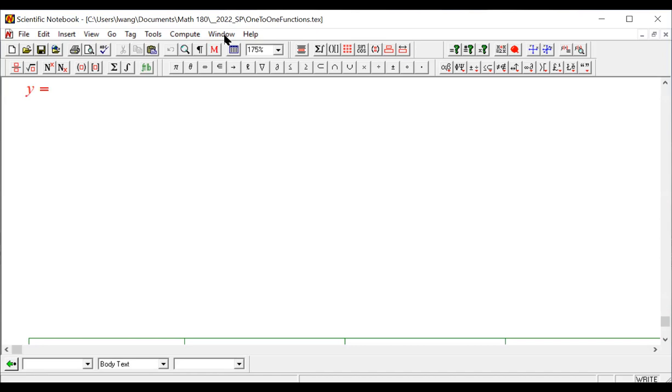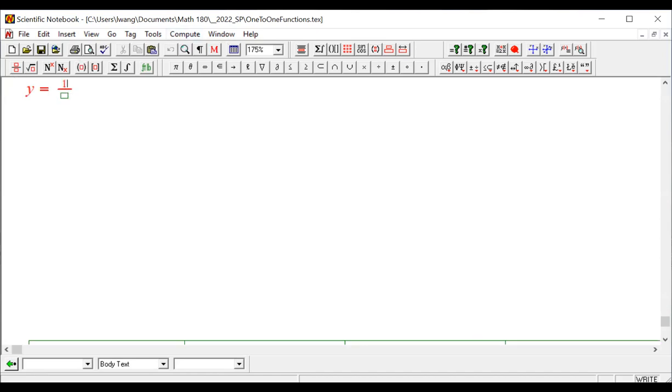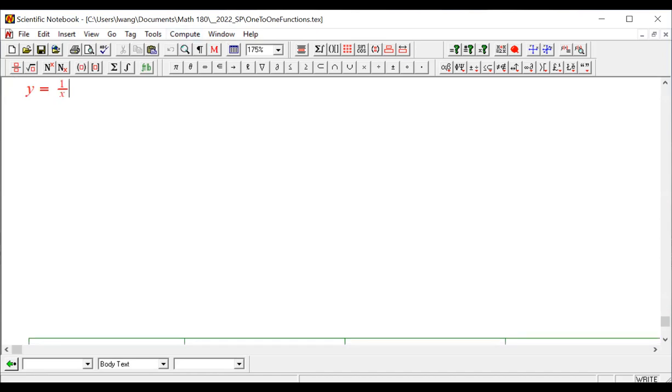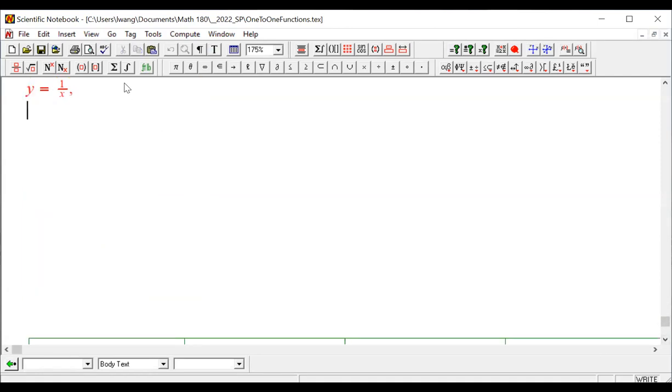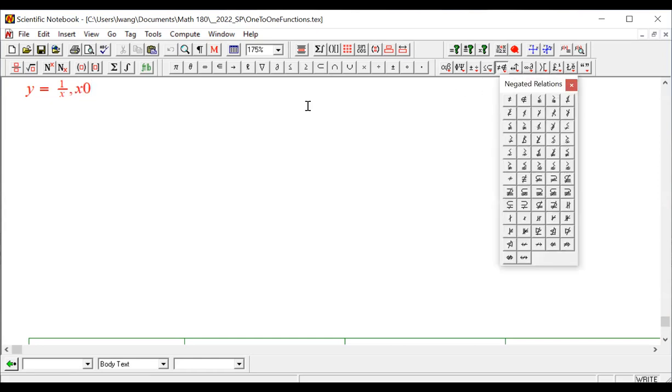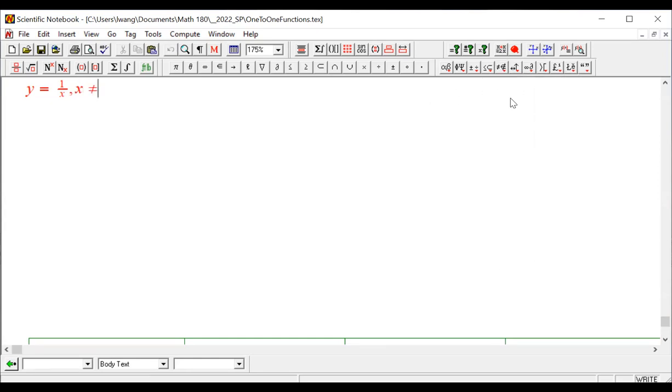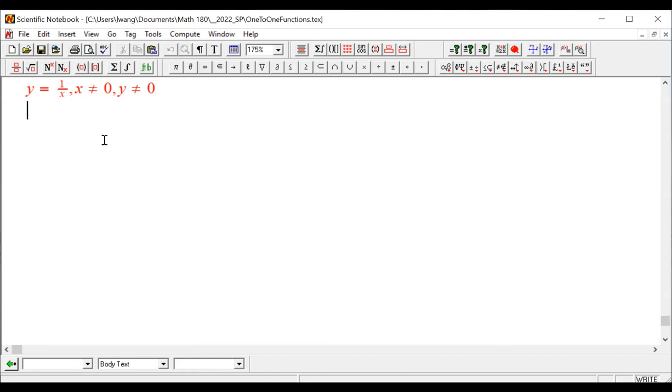It's y equals 1 over x. Be aware of the domain. x cannot be 0, y cannot be 0, right? Even though these are the same thing, we still go through these steps because there are cases where they're not the same. It makes a big difference when we swap.